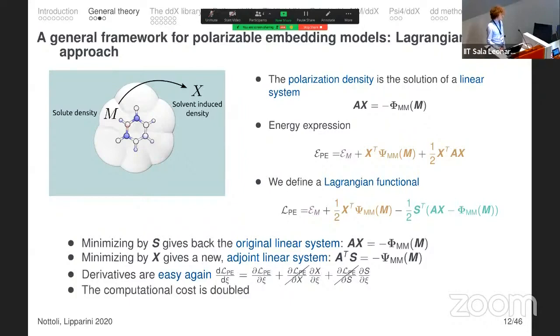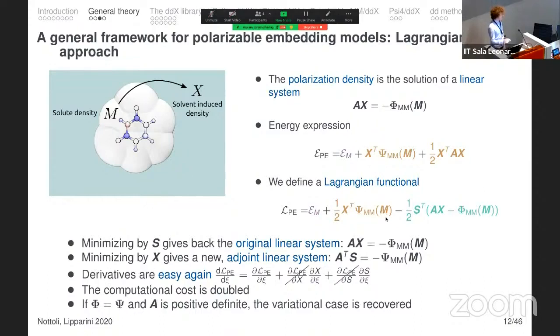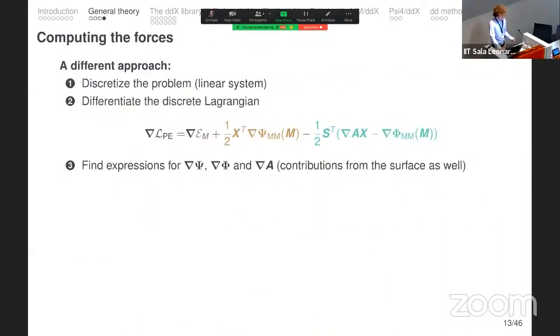The price is that the computational cost is doubled. But if we want to do derivatives, it's way better to have a double computational cost rather than deriving for each perturbation. Like for gradients, the perturbations are all the nuclear positions. So this would be lots of terms. And as a self-consistency check, we can see that if the two functions are the same and the matrix A is positive definite, then we go back to the variational case that I showed earlier. And then this also allows for a nice strategy of computing the forces, which is somehow different with respect to what we saw this morning.